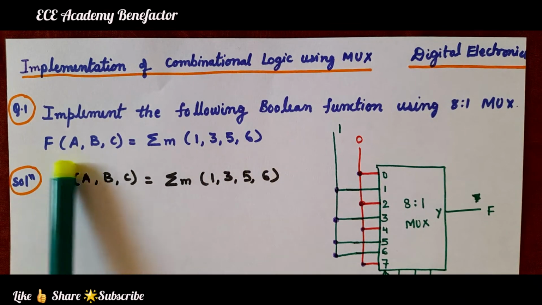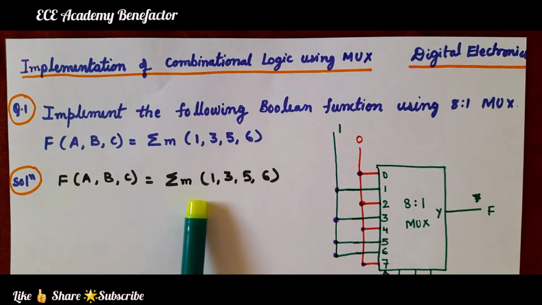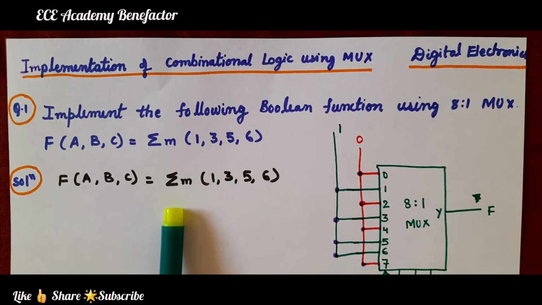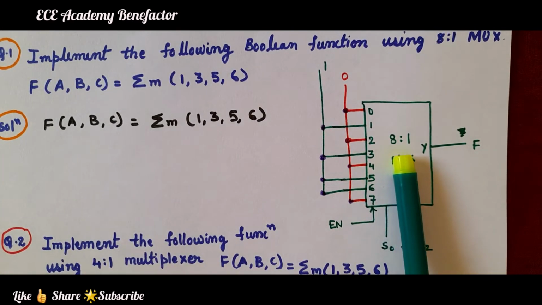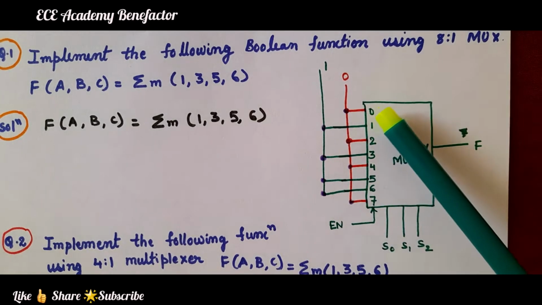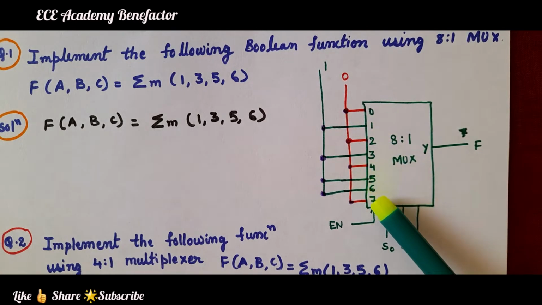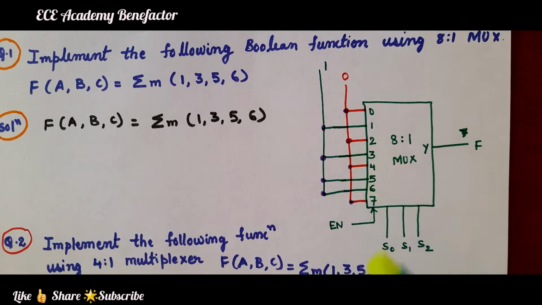Solution: write the given Boolean function once. F(a, b, c) = summation (1, 3, 5, 6). We have to implement using 8:1 MUX. So, you know what is 8:1 MUX? 8:1 MUX means it is having 8 inputs, which are written as 0, 1, 2, 3, 4, 5, 6, 7. So, 0 to 7 means total 8 inputs are there.